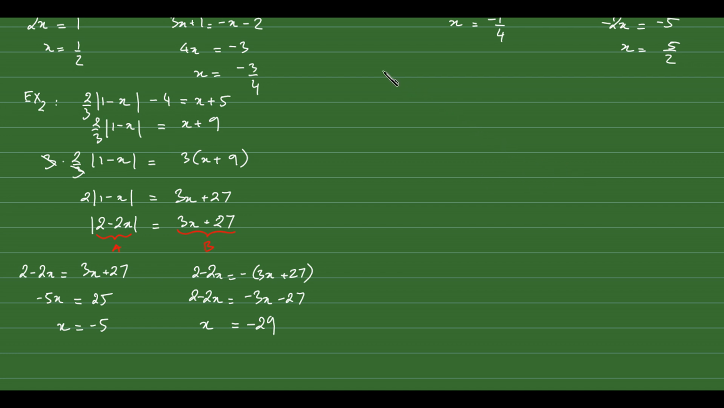Okay. Example 2 for this case. What if I have this: |4/5 x plus 1| equal |2/3 x minus 4|. Okay. So right now you see that we're still getting stuck with the fraction in front of the absolute.